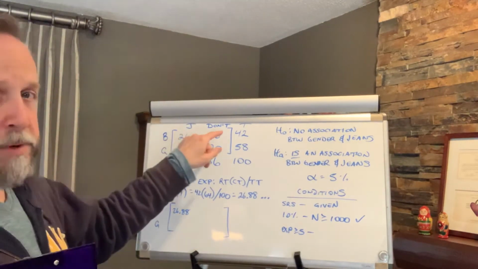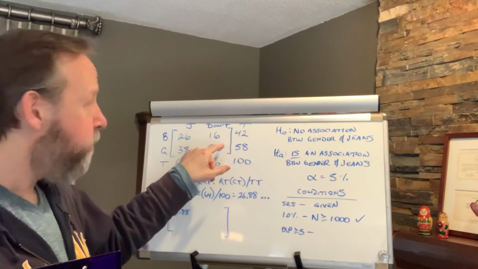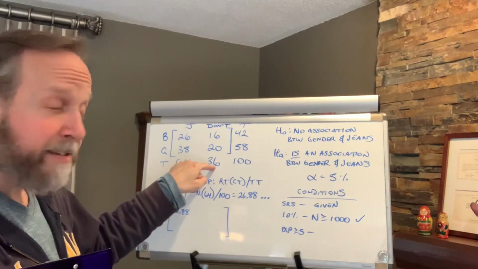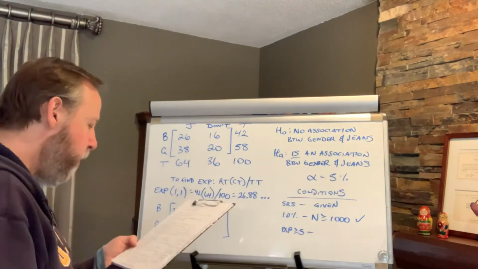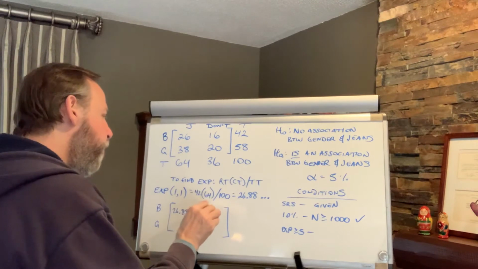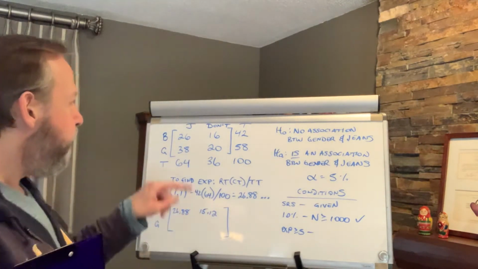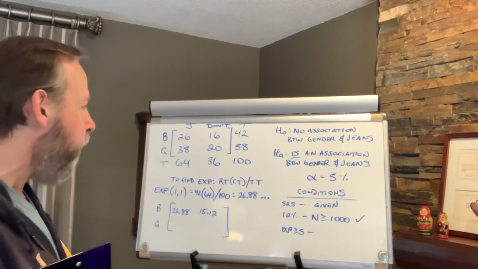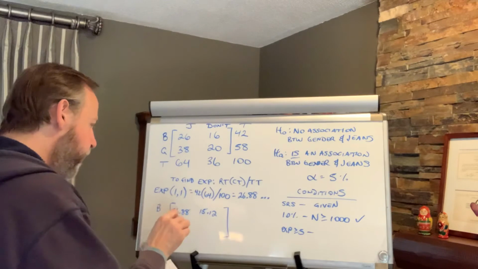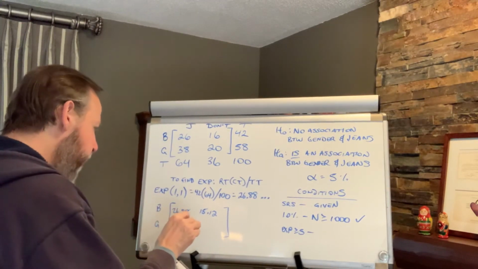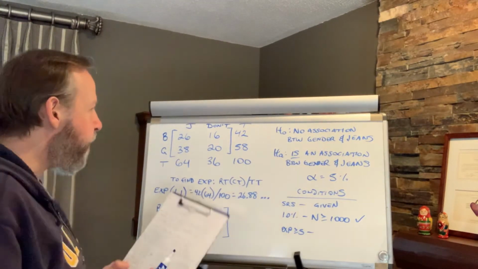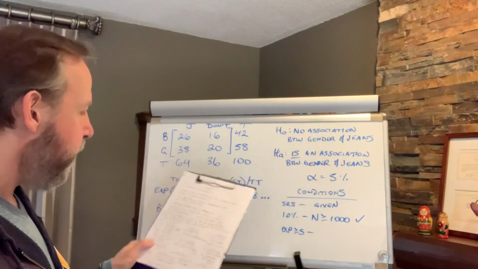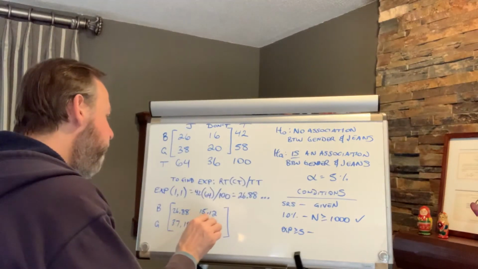To find the expected count for boys who don't wear jeans, it's going to be row total 42 times column total 36 divided by table total 100, and that's 15.12. To find girls who wear jeans, it's going to be row total 58 times column total 64 over 100, that's 37.12. And finally, girls who don't wear jeans, row total 58, column total 36 divided by 100 is 20.88.